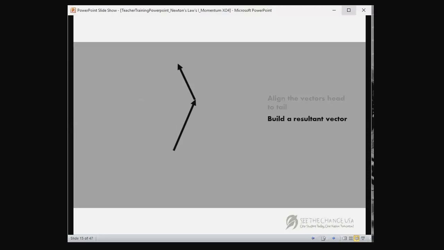The second thing is we build a resultant vector. Whenever we align vectors head to tail, there's always going to be a dangling head and a dangling tail. When we build a resultant vector, we connect an arrow from the tail to the head. So that would be given by this little red vector here. This vector would represent the momentum of both of those billiard balls.